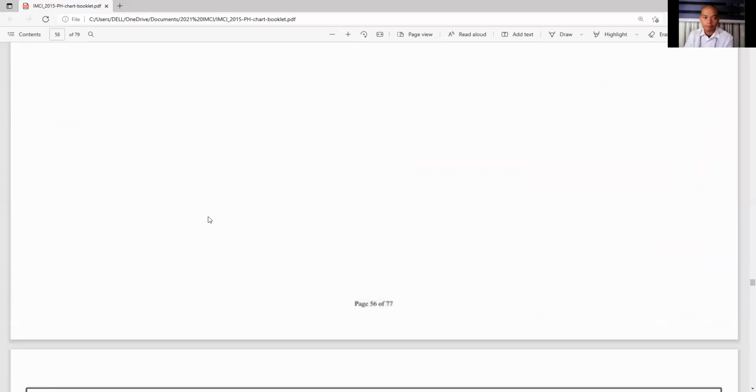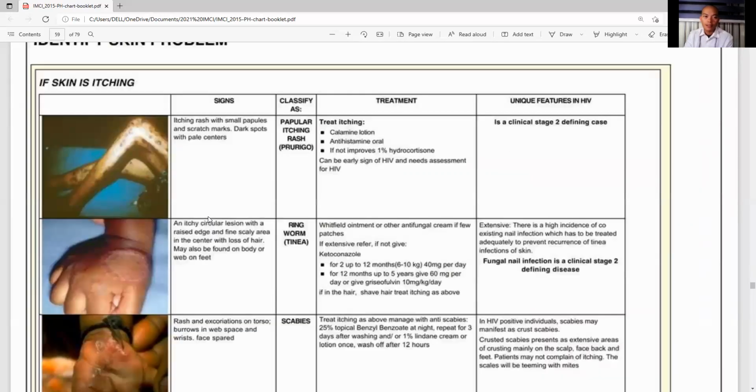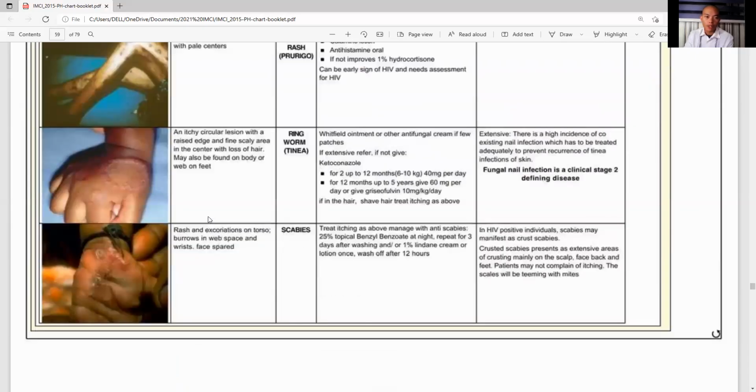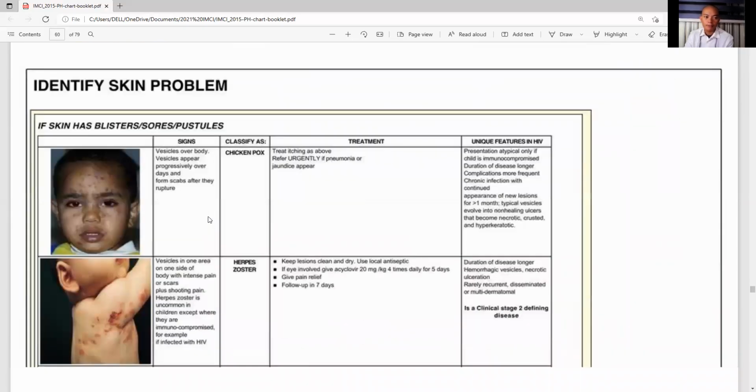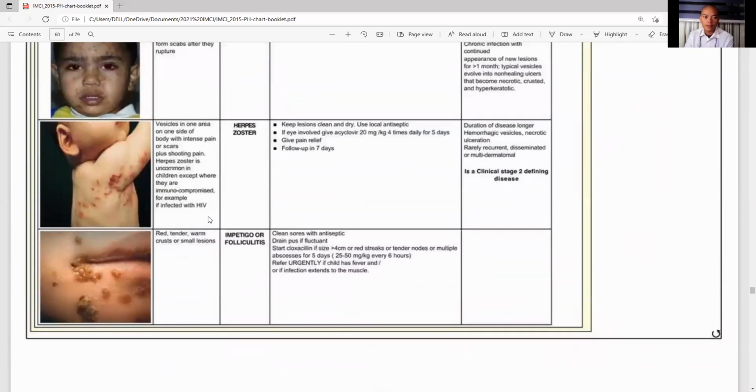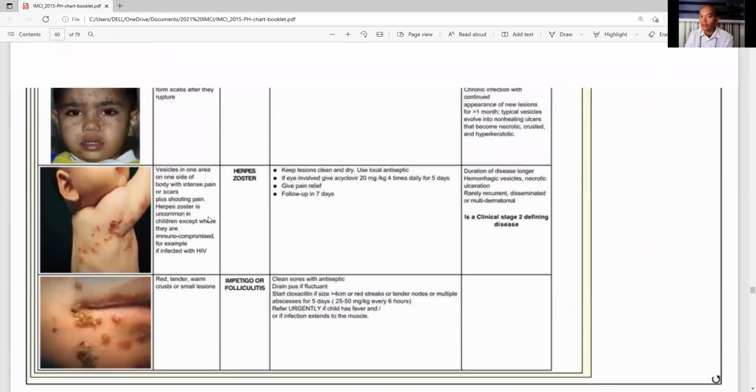Okay, but you already have. Okay, so we have pictures. Okay, prurigo, hearing worm, tinea, scabies, ganyan ang itsura. Okay, so even for herpes zoster. Okay, impetigo. Sino na nag-herpes zoster dito?